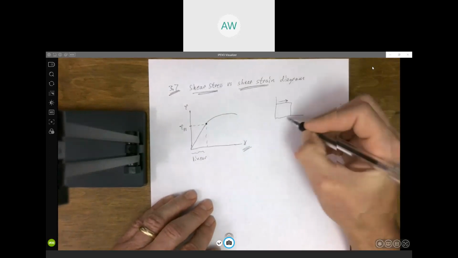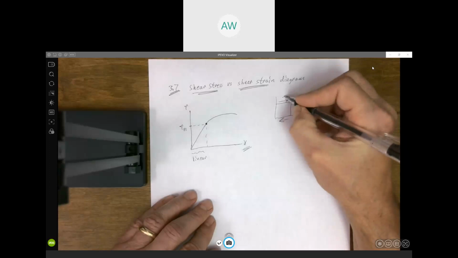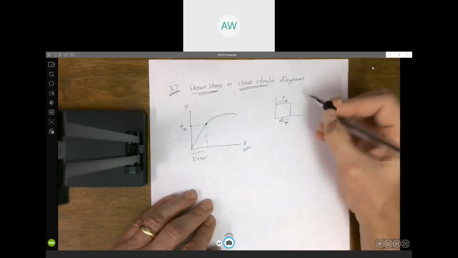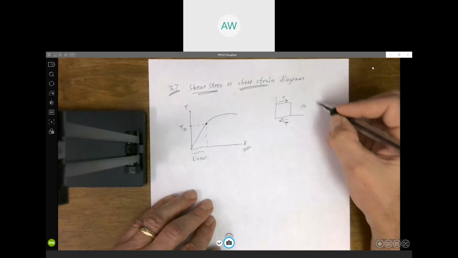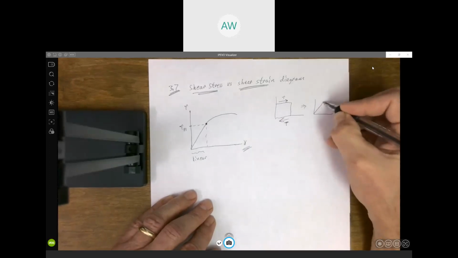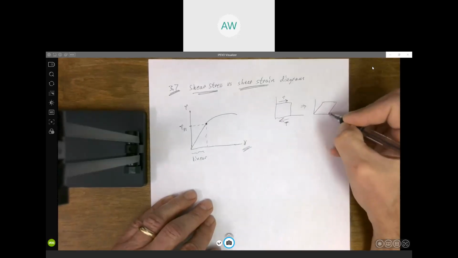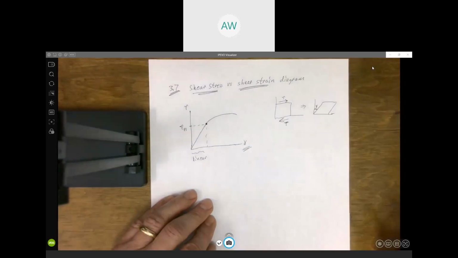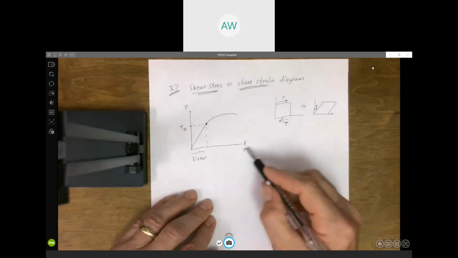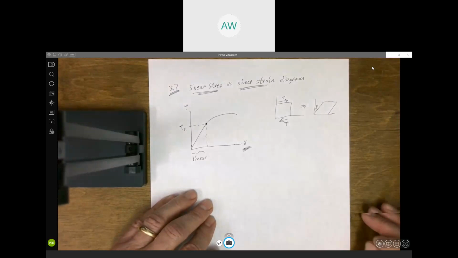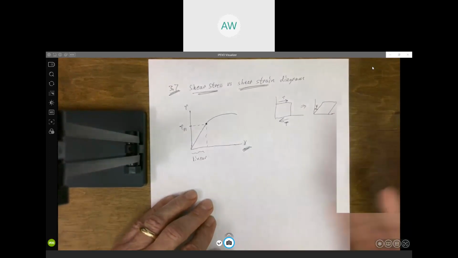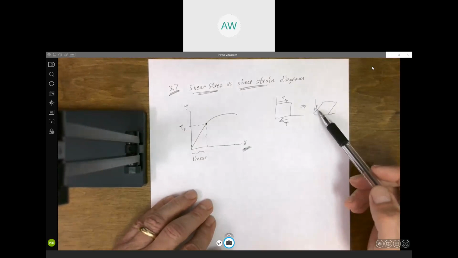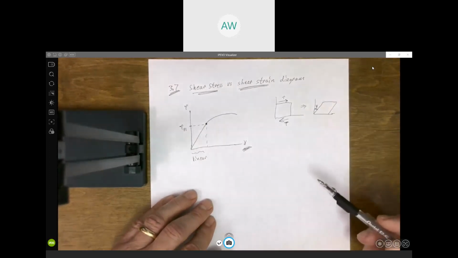So just a quick review. If you've got some element, you put a shear stress on the top and the bottom, it's going to deform, and we called this angle of distortion. That was the shear strain. It was in radians. But if you take a specimen and subject it to shear stress, you measure this angle, and that's where you would get these data points.